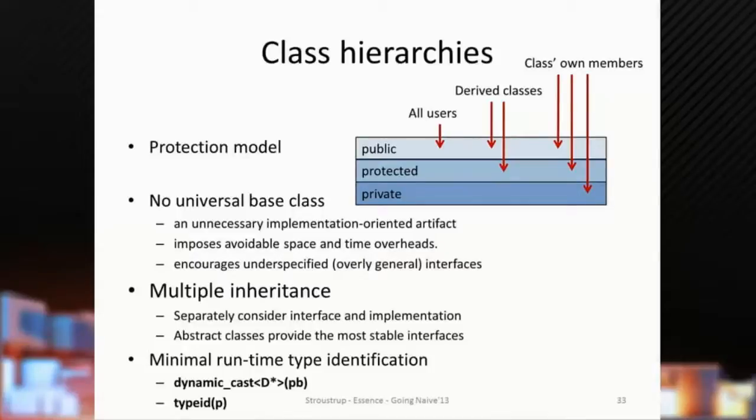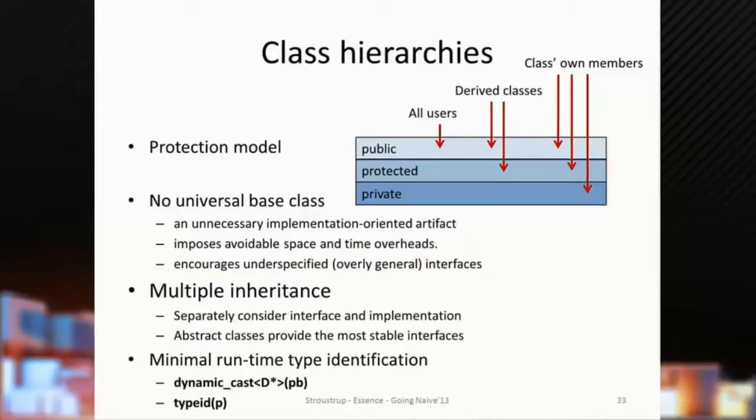If you have to use protected, there's no universal base class, because I consider a universal base class an implementation-oriented artifact. There simply is nothing that is common to all types in terms of representation or interface. If you say that there has to be, you are imposing a time and space overhead. It might be the right thing for limited domain stuff and may be very useful, but it's not fundamental. And a universal base class easily becomes overly general, because that is really where you put things that are common for everything. And so you get more and more, and it gets harder and harder to maintain.